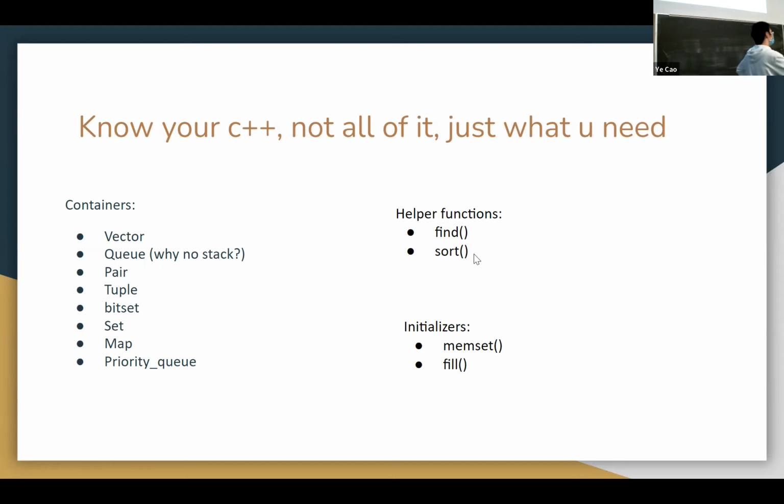And a couple of useful C++ functions. Find, which finds if an element is in a data structure, and sort, which does exactly what it sounds like: it sorts the elements in a data structure. And for initializers, I have memset, which you can use to fill an array with either 0 or -1. Do not attempt to use memset on any value other than 0 or -1. It doesn't work. If you want to fill an array with, for example, 2 or 1, use fill, because it's basically memset but slower and more versatile, because you can fill the data structure with values other than 0 or -1.